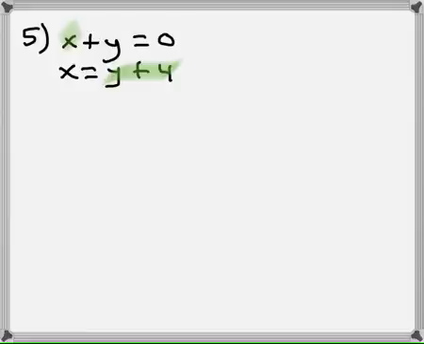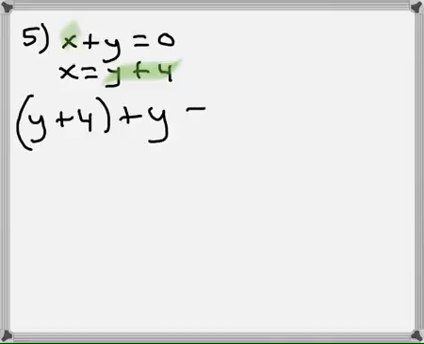Okay, you should have y plus 4, that's the x, I'll put it in parentheses, plus y equals 0. Now there's nothing on the outside of the parentheses, so I don't have to distribute, I don't have to multiply. I have to start by combining the like terms. What are the like terms? The y and the y. What is 1y plus 1y? I hope you're thinking 2y.